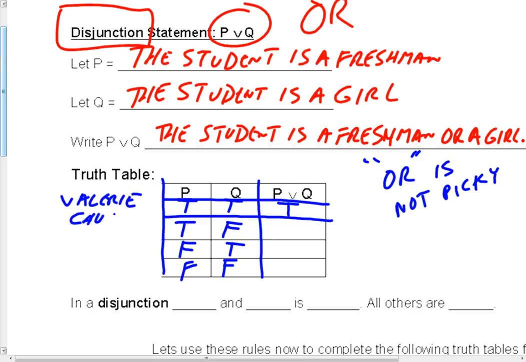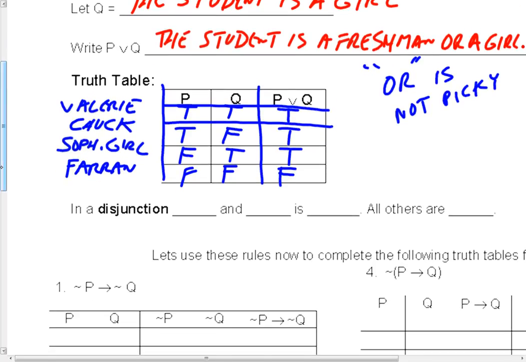And let's see, Chuck was second. Will Chuck pass this time? Yes. If we had a sophomore girl in here, she would, yeah, because she's a girl. And Farron will never get out of here. Ever. Once again, we have a situation where we should look at the exception.